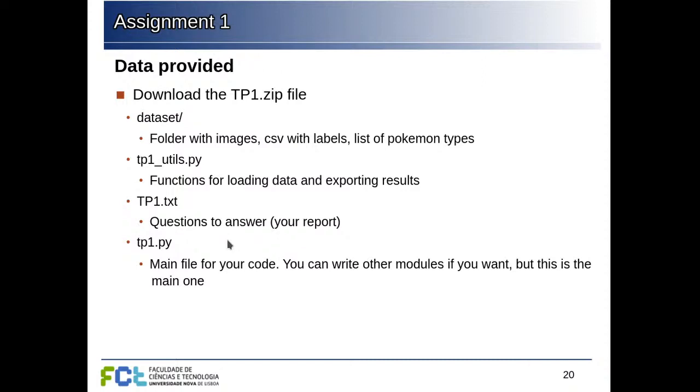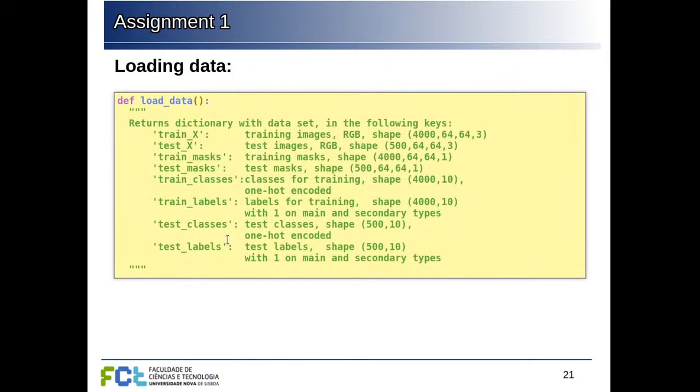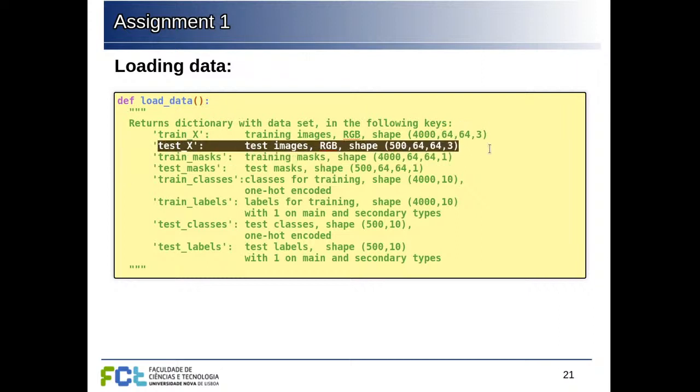Okay? So this is the data I provide. You have in the utilities module a function for loading the data. You just call the load data, and this returns a dictionary with the training and test images. So the training set is a tensor, it's not a TensorFlow tensor, it's just a NumPy array, but it has 4,000 images of 64 by 64 by 3. Then you have a test set that is separated, that has 500 images with the same format.